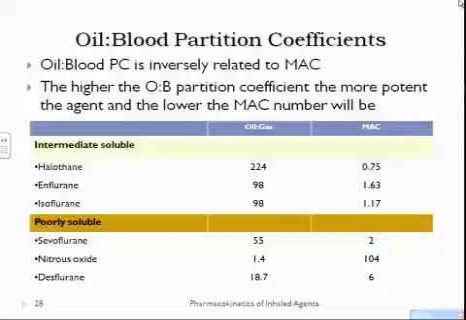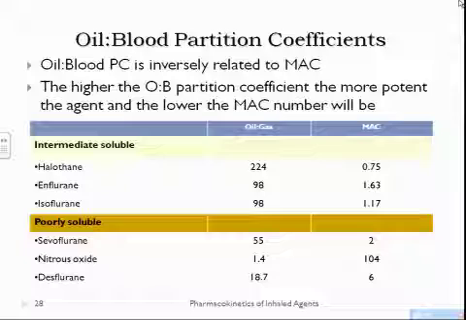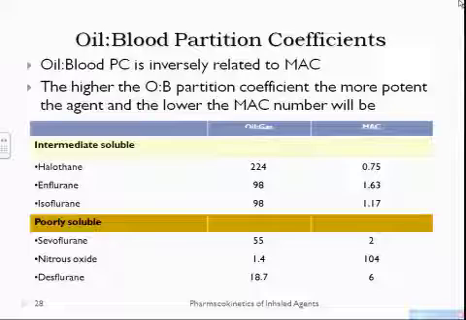Now, the other number that you'll see talked about a lot is the oil blood partition coefficient. This is directly related to MAC. Okay? It's actually inversely related. So the larger the oil to blood partition coefficient is, the more potent the medication is, and the lower the MAC will be. Okay, so if you look at halothane, halothane's MAC is 0.75. So that's a pretty strong agent. But you can see the oil blood partition coefficient is actually fairly high at 224. That's one of the highest that we have.